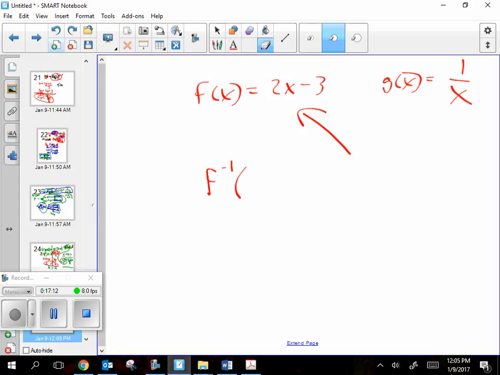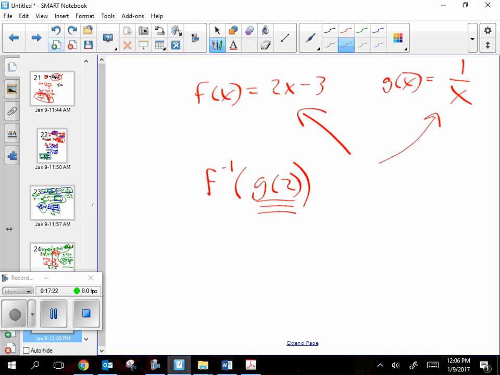All right. What if I did inverse of f of g of 2? Well, always start on the inside of these things. What is g of 2? Stick it in there. It's 1/2. So this is really inverse of f of 1/2. And then I have to find the inverse of this function and then stick a half into it.